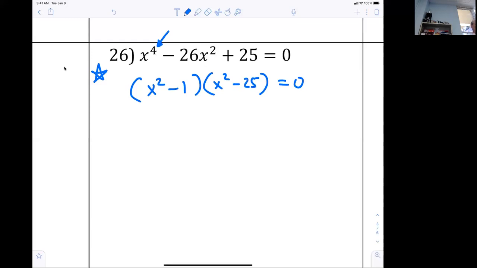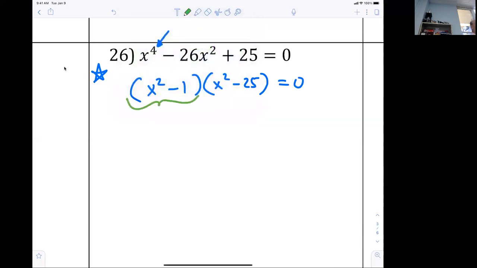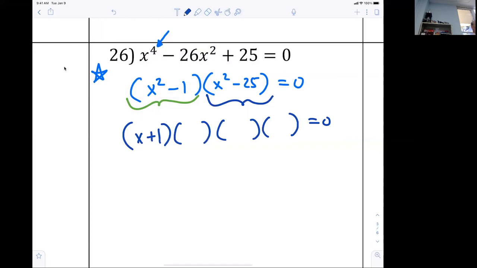Now I need to factor these individually. All right, so here we go. That factors to what? Everybody at this stage of the game should be able to just say, I know that's x plus 1, x minus 1, x plus 5, and x minus 5. The order does not matter. Now this one's a little bit harder.